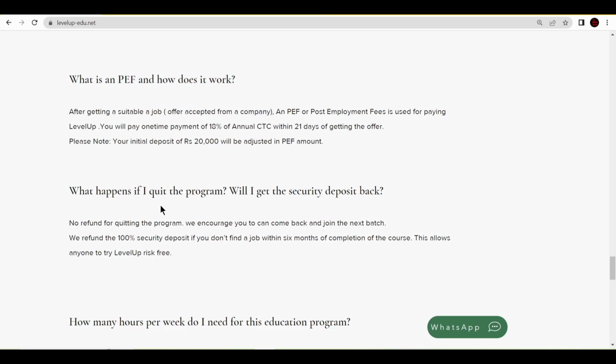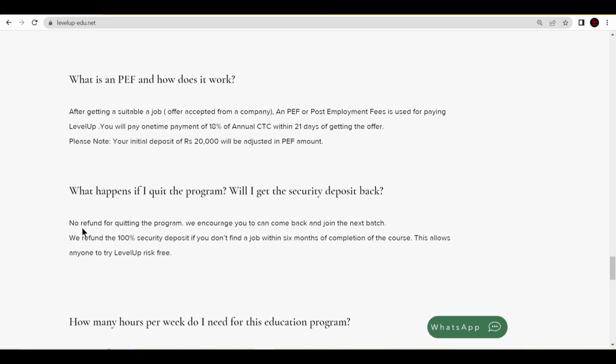Now, what will happen if I quit the program? Will I get the security deposit back? So here you can see that there is no refund for quitting the program. This training program is not for quitters. It is only for winners, the people who want to win and the people who want to do something in their life, guys.